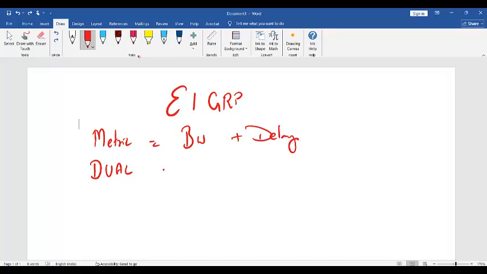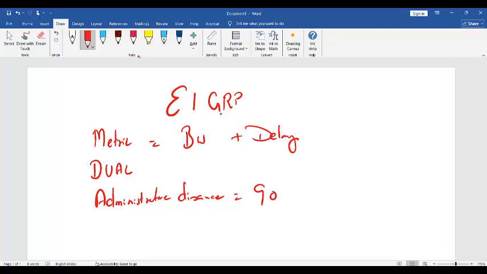Next, the administrative distance. Administrative distance is 90. Do you remember the administrative distance of RIP? I think it's 110. 120. 110 is for OSPF. OSPF, sorry. That's our next protocol. Okay, this is 90.